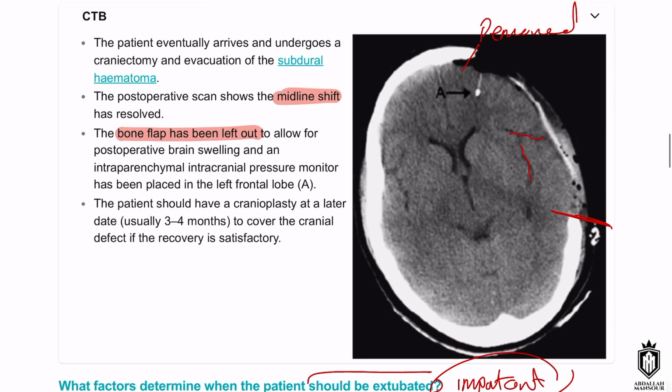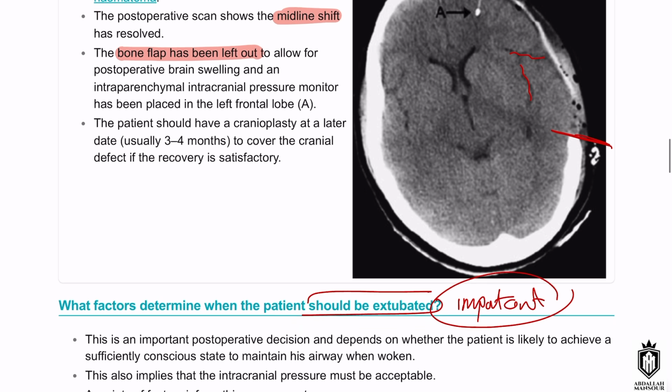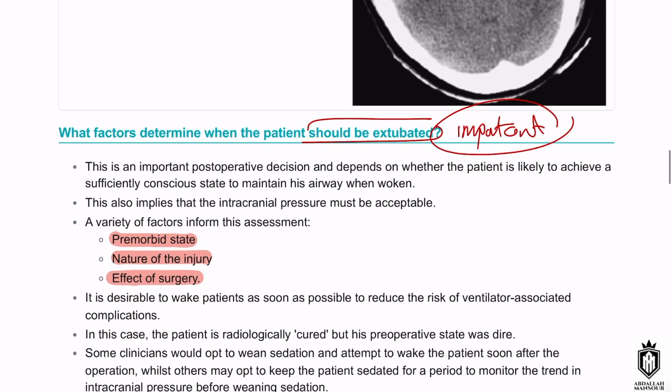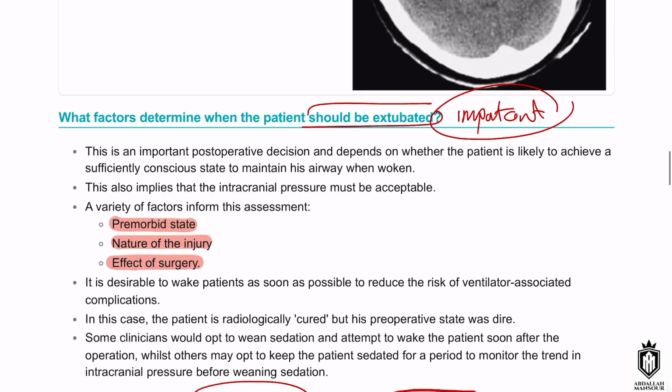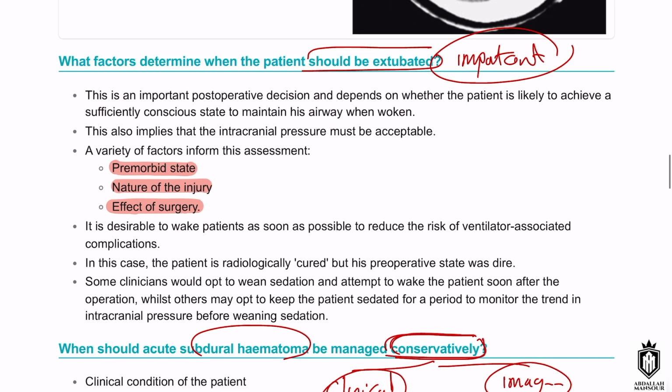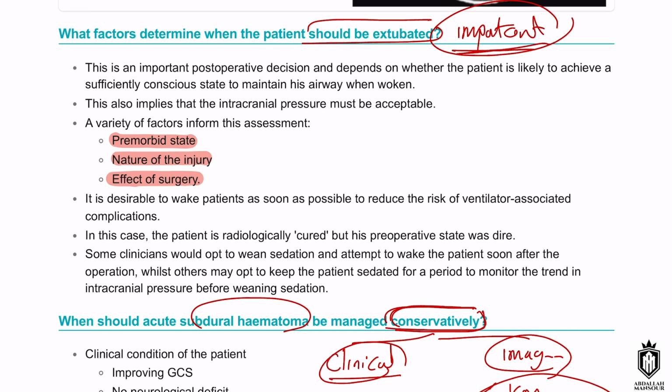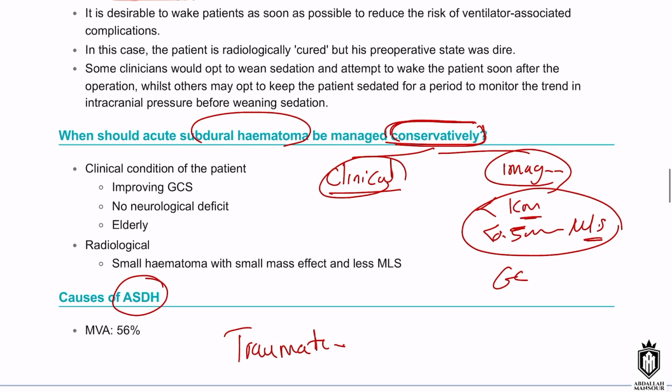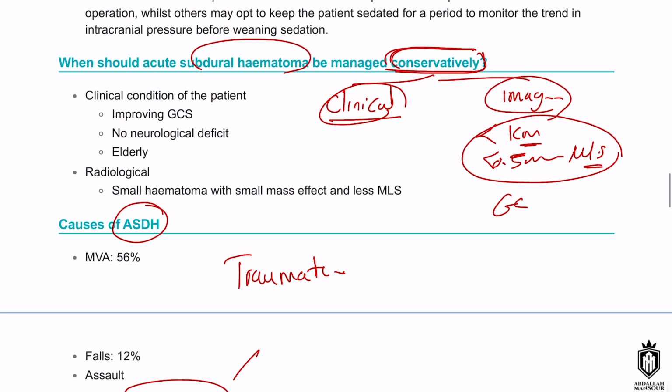And the post-op scan looks like that, with nice decompression that happened, and also the ventricles started to fill up again with less mass effect. You started to see the sulci, and also you thought about what are the factors that I'm going to consider to extubate these patients, and the factors included many things, and one of them is the premorbid status and the nature of the injury, and also the effect of surgery on the patient.